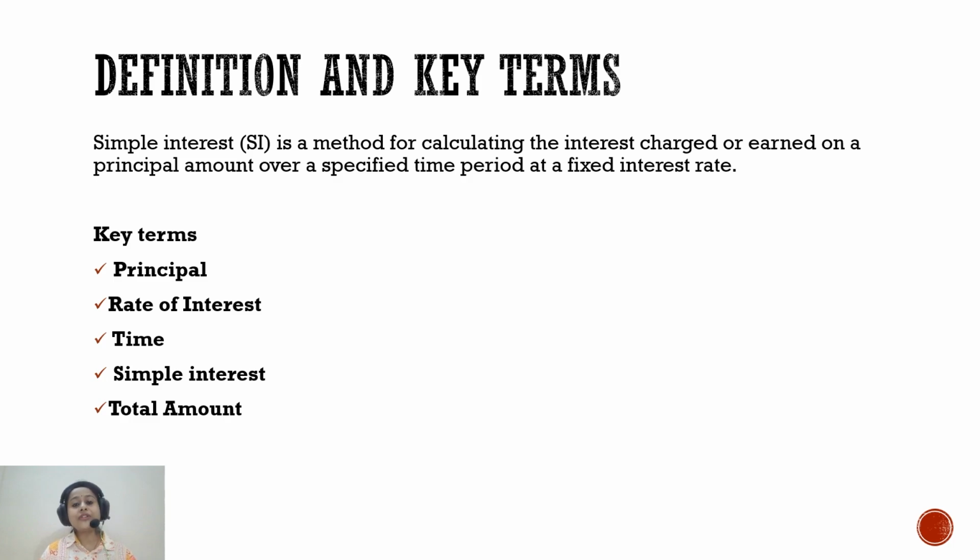So simple interest is actually a mathematical method, okay, where, as I mentioned earlier also, we calculate the interest charged or earned on a specific base principal amount which is either invested or borrowed, right? And obviously in case of simple interest, the interest rate is kept fixed.